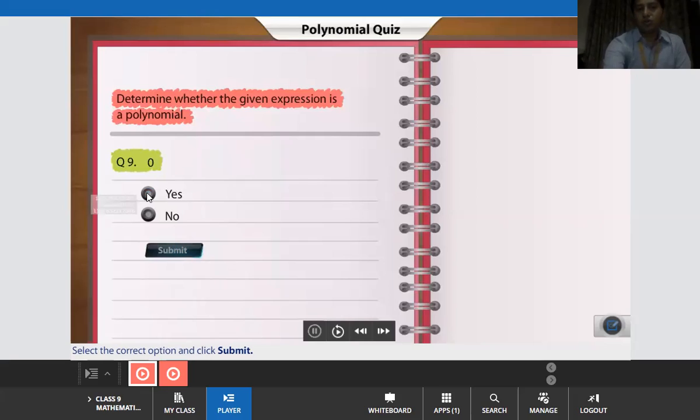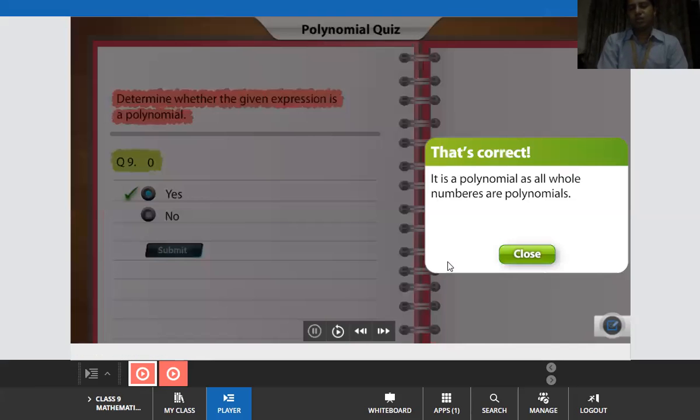So this is also a polynomial, as we can represent 0 as 0 x raised to power 0, even 0 x raised to power 10, 0 x raised to power 100, 0 x raised to power any number. Because if we put 0 x raised to power 7, whatever the value of x, if we multiply it by 0, that will become 0 automatically. So this is also a polynomial. We'll click yes and then submit. It is a polynomial, as whole numbers are polynomials. Not just whole numbers, all real numbers are polynomials.